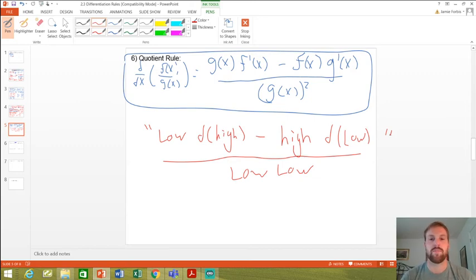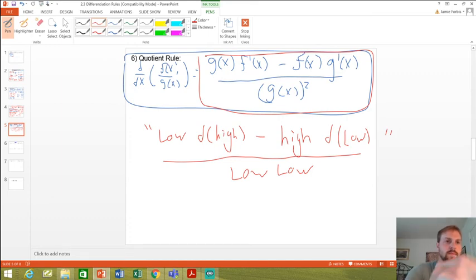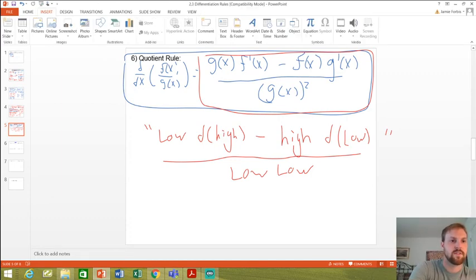I say it so much that I never even write it this way anymore. I just remember that it's going to be low, so the low function, d high, the derivative of high, minus the high function times the derivative of the low function, d low, all over low low, so all over the lower function squared. Okay, let me insert another slide so we can do an example.